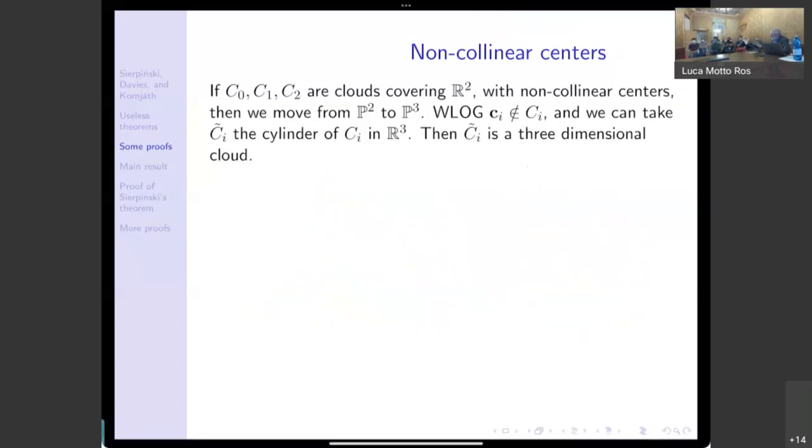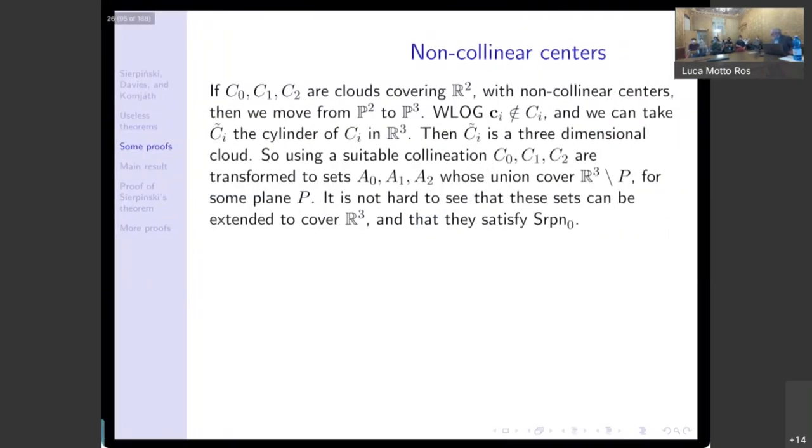And it's important that you do this, because otherwise what you get would not be a three-dimensional cloud. What's a three-dimensional cloud? Well, you sit in the center and, rather than looking in the plane directions, you are also allowed to look up and down. Now, if a center belongs to the cloud, then you get continuum many points there, and that's bad.